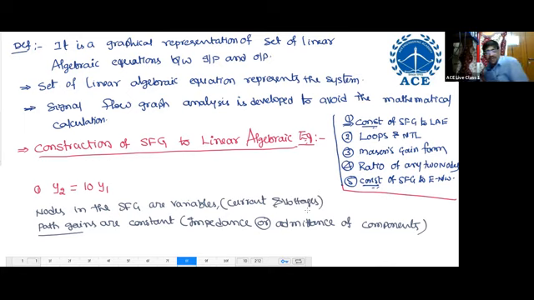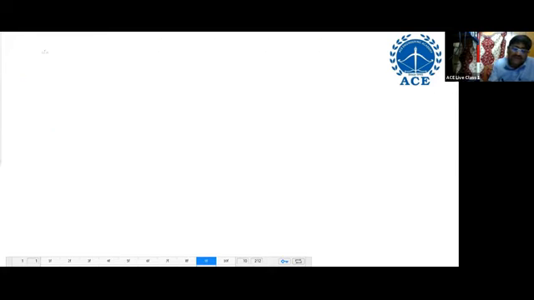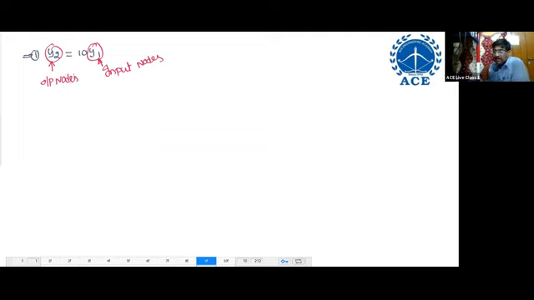Now draw a signal flow graph for y2 equal to 10 times y1. I'll draw it on the next page. The variable which lies on the right is called the input node. The variable on the left is called the output node. The branch should always start at the input node.